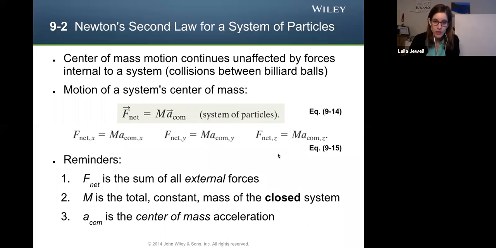So a few reminders: F net here is the sum of all external forces. Our system is not just one object, it's more than one object. We have to sort of draw our circle and only consider forces that are outside that system. M is the total constant mass of this closed system, so keeping that all the same, and A is the center of mass acceleration.